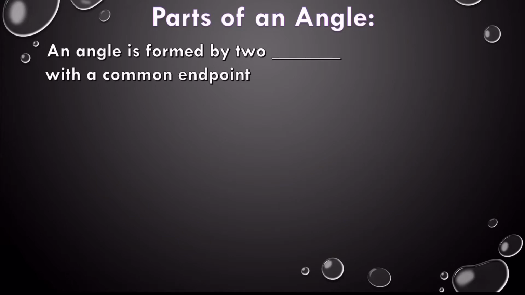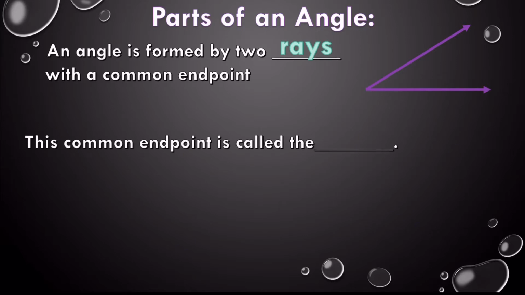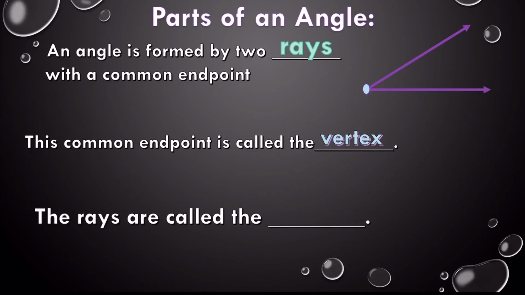An angle is formed by two rays. You can see this here in purple. There are two rays that come together with a common endpoint. That common endpoint is called the vertex. So where you see that little circle, that's the vertex. The rays are called the sides. So this is a side of your angle, and this is the other side of the angle.